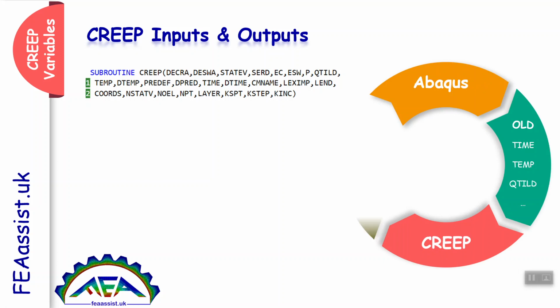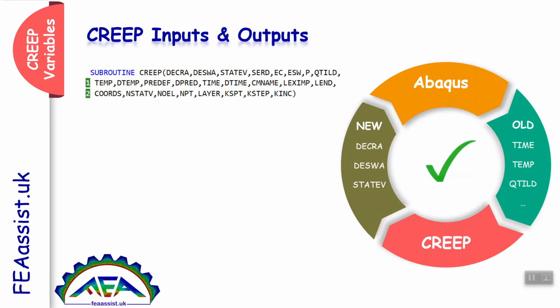In creep, we need to define the creep strains or swelling strains and the state variables, and return them back to Abaqus. Abaqus will again use the creep strain to compute the temperature, the stress, and these variables, and this loop will continue to solve our problem. This is how Abaqus and creep interact with each other, which is very important and necessary to write a good creep subroutine.